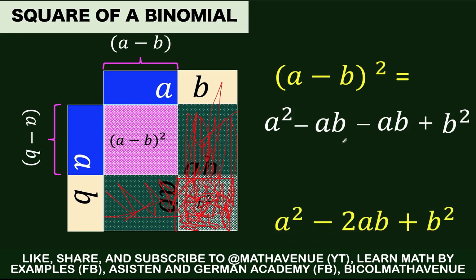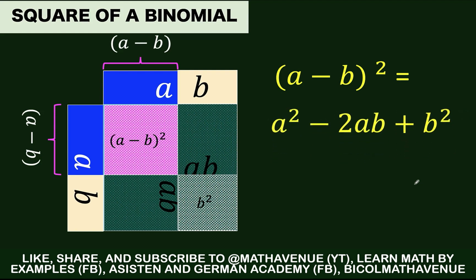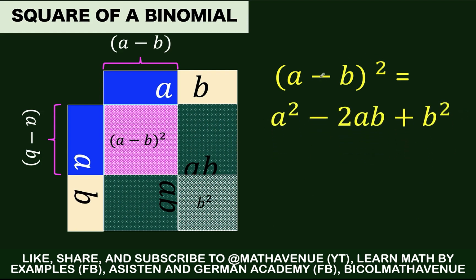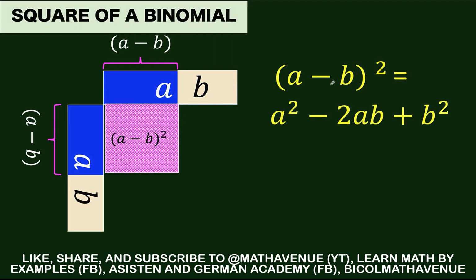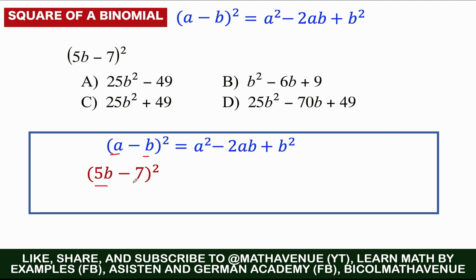And simplifying this, we have A squared minus 2AB plus B squared, which is now the formula for the square of a binomial connected by a minus sign. Now, let's apply this formula. So again, let's copy the formula and let's copy the problem. Here, our A is 5B, our B is 7.